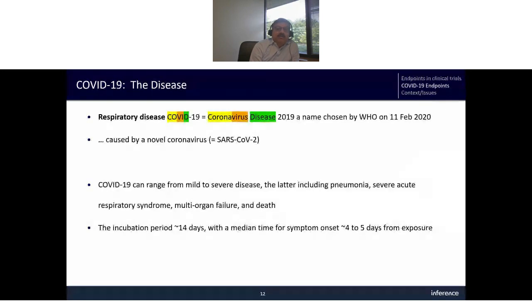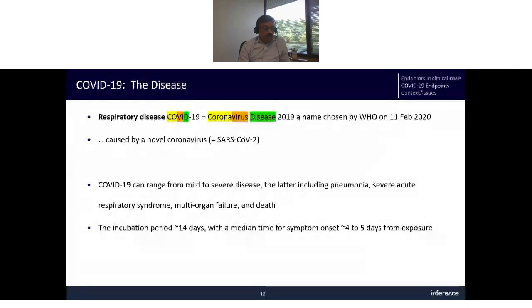So they selected the name COVID-19, but now we know that the death rate, and the number of deaths, is much more. So next time, if there is another coronavirus disease, it would probably have a different name.